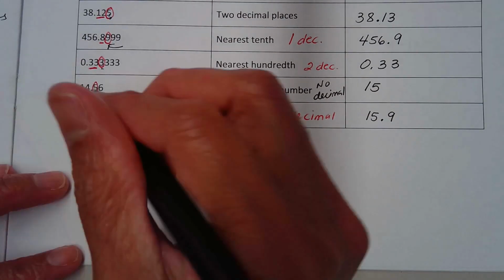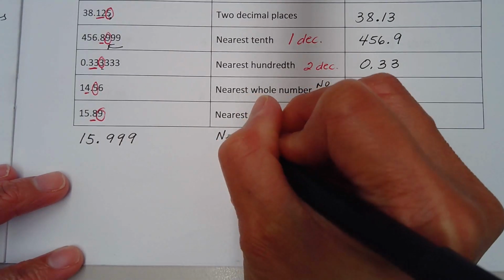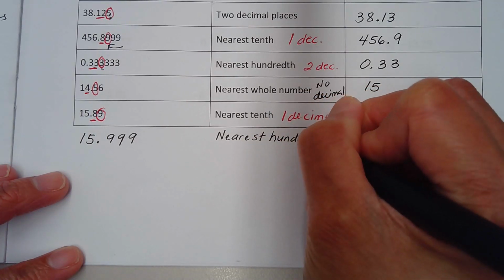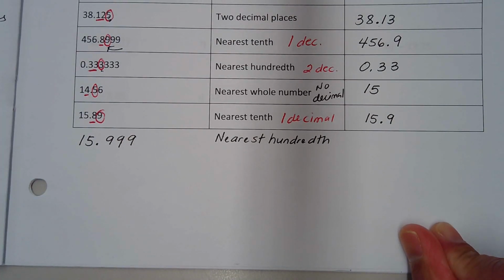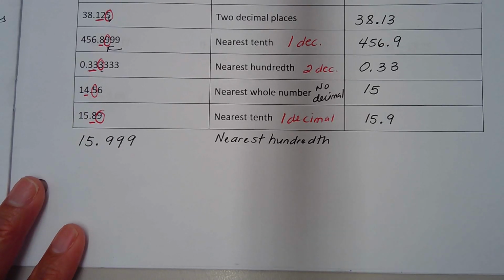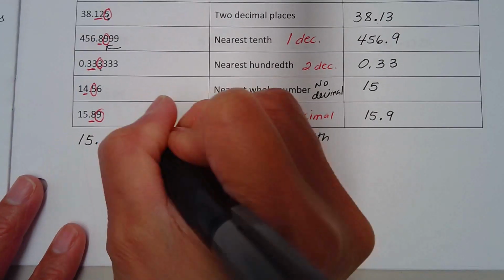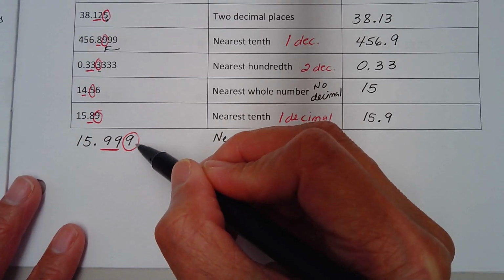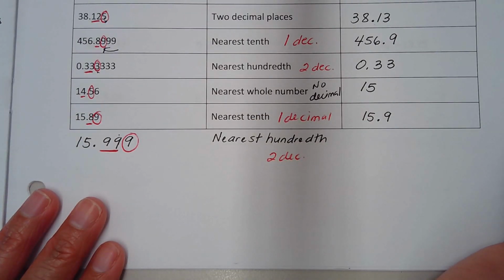$15.999. Round to the nearest hundredth. How many decimals is the nearest hundredth? Hundredth is 2 decimal places, right? So we go 2 decimal places, 2 decimal places right there. That's my third one. Look at the next. So 16. I'm supposed to round this up, to add 1 to it.